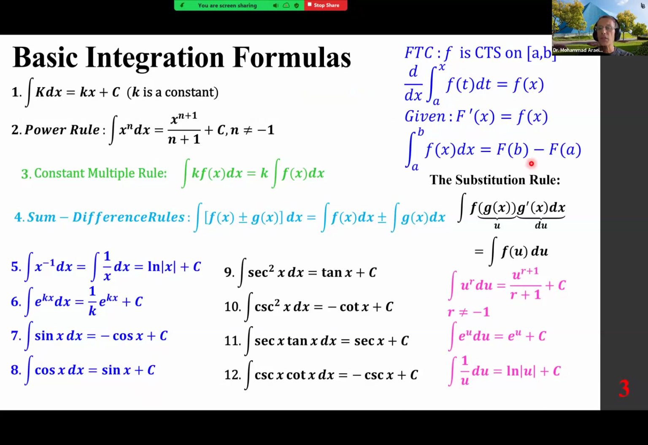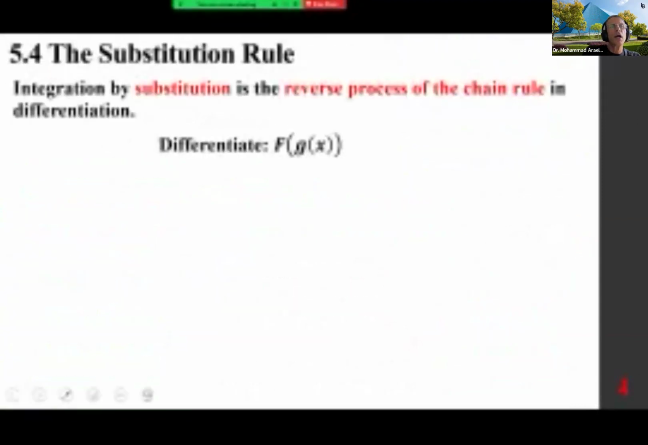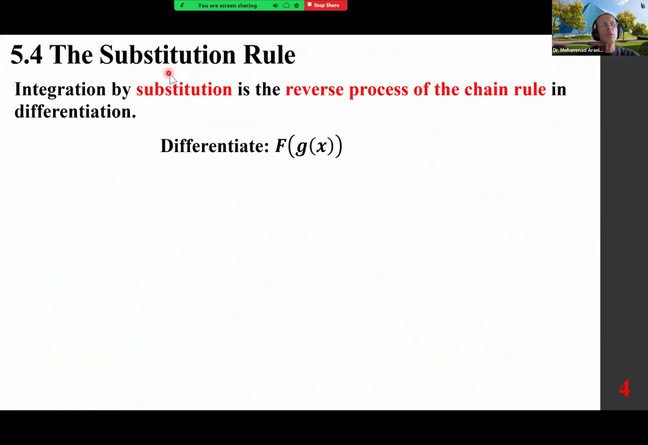And now we have the substitution rule. The integral of f of g of x times g prime of x dx, where g of x is u, g prime of x dx is du, is the integral of f of u du. And so 5.4, the substitution rule. Integration by substitution is the reverse process of the chain rule in differentiation.